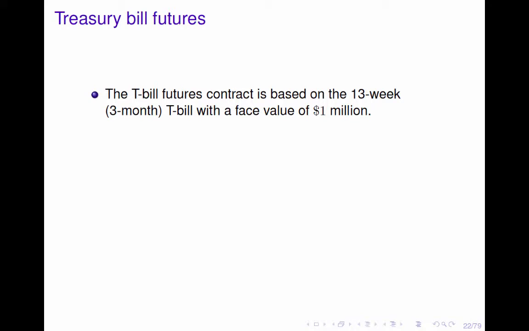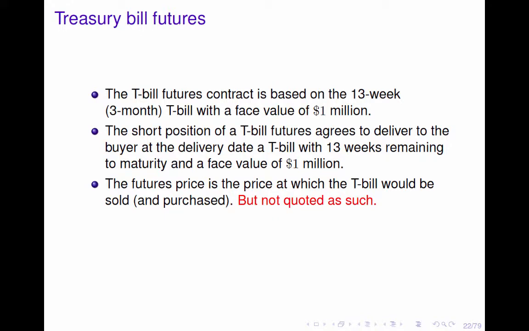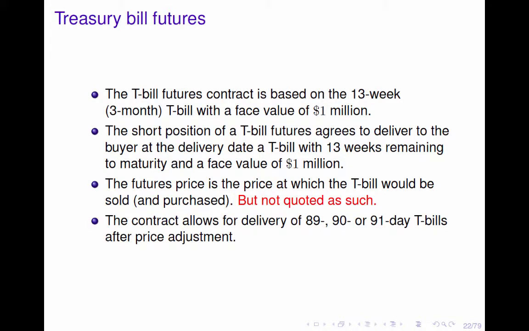Next, we'll talk about the Treasury bill futures contract. The T-bill futures contract is based on a 13-week T-bill with a face value of $1 million. The short position of a T-bill futures agrees to deliver to the buyer at the delivery date a T-bill with 13 weeks remaining to maturity and a face value of $1 million. The futures price is the price at which the T-bill would be sold or purchased, but not quoted as such. The contract allows for delivery of 89, 90, or 91-day T-bills after price adjustment.